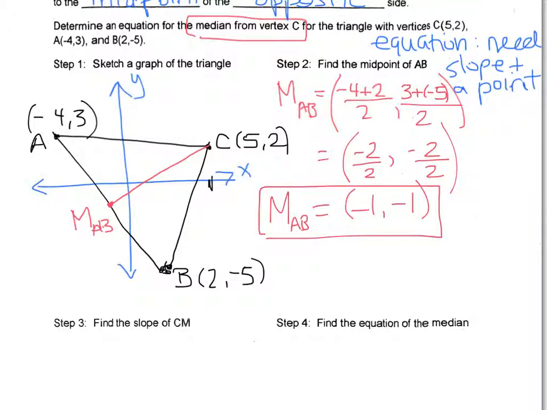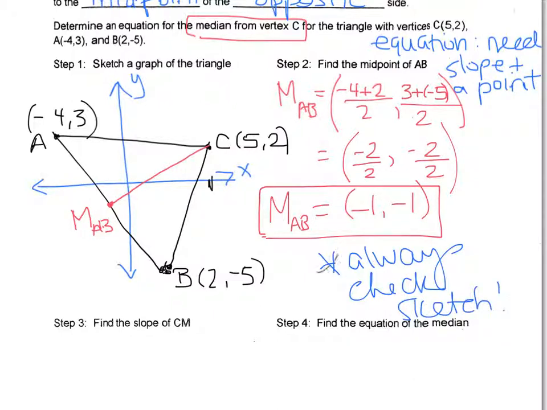Every single time you get an answer in any stage of this process, you want to check your picture. You want to check your sketch to see if it makes sense. Always, always check the sketch. So on my picture, where would the point (-1, -1) be? Well, it would be left 1 and down 1. So yeah, that makes a lot of sense. That's approximately where I've drawn my midpoint on my diagram. Very, very important to check.